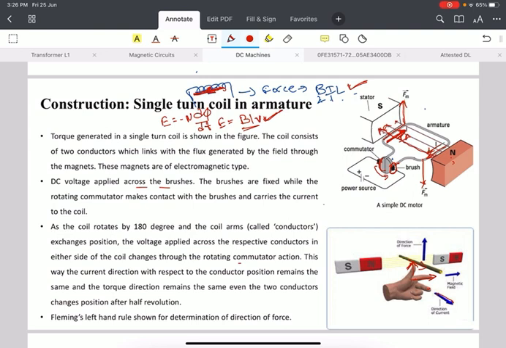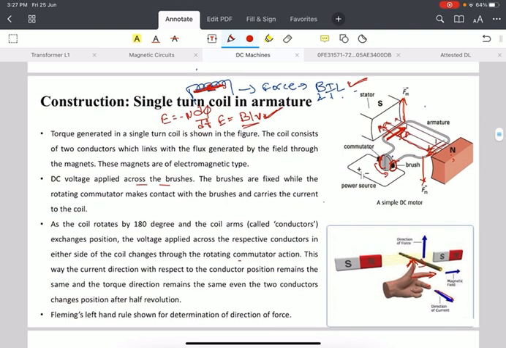However, as you can see here, the current carrying conductor and the magnetic field are perpendicular in nature. But if the conductor is placed parallel to the magnetic field, when it comes to the top position, then there won't be any force experienced, because F equals B I L sin theta, and sin 0 is equal to 0. When it is parallel, there won't be any force experienced.